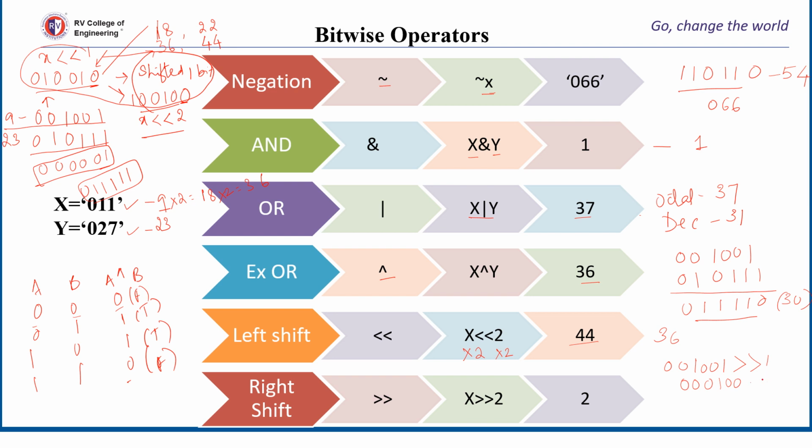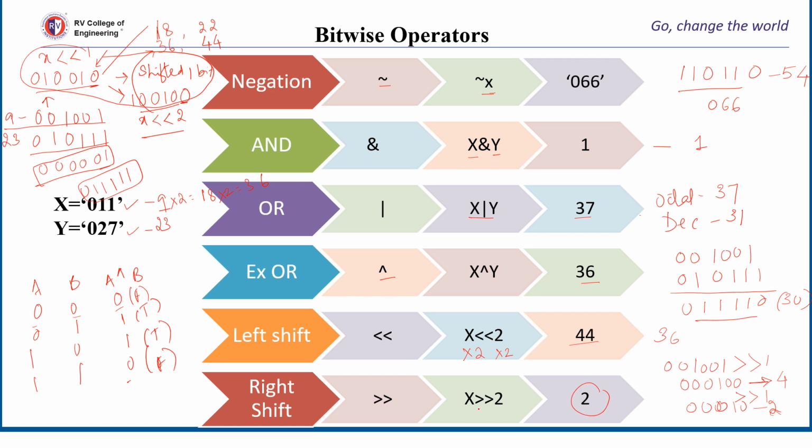Correct? So this will give me an answer of 4. Again, when I perform a right shift on this by 1, I will get the answer as 0 0 0 1 0. This is nothing but 2. Okay, so that is what we have got.